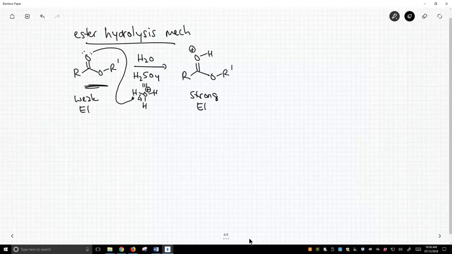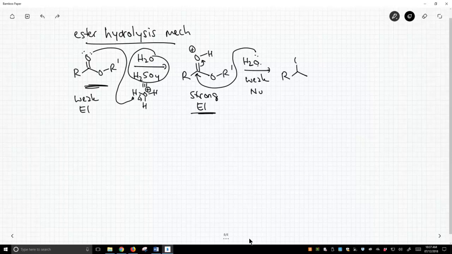Now, that's good because we don't have any strong nucleophiles in our reaction. We've got acid and water. But we do have a weak nucleophile, and that weak nucleophile is water. By protonating our acid, we make it a strong enough electrophile for our water to attack. Whoops, let's go back on that.